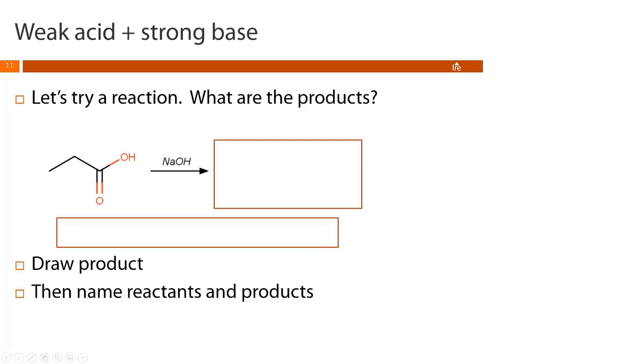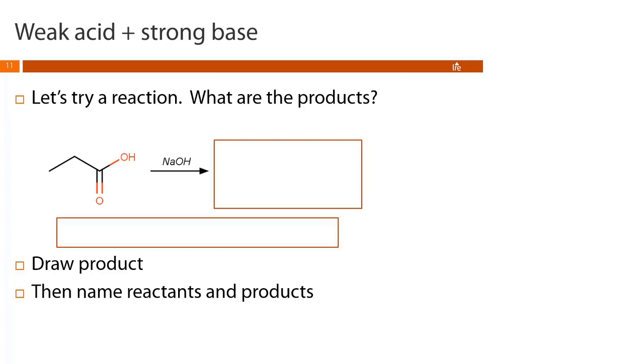Okay, so let's try an example with a weak acid and a strong base this time. So remember in last lecture we talked about how for this class our weak organic acids are going to be phenols and carboxylic acids. So I want you to go ahead and pause this video and see if you can figure out how we can neutralize this carboxylic acid with sodium hydroxide. And while you're at it, I want you to go ahead and name our organic reactant and our organic product. Okay, so let's see what you came up with.